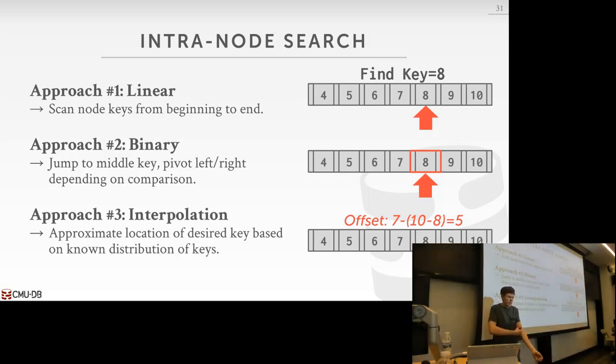I don't know how common this one is. Binary search is, I think, what everyone does. But again, there's a trade-off. In order to do binary search, I have to make sure my keys are in sorted order. If I'm doing the linear search, I don't have to do that. Therefore, as I update the nodes, I don't pay the penalty of maintaining the sort order.